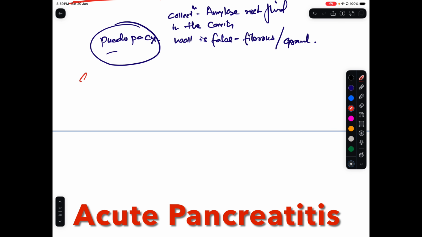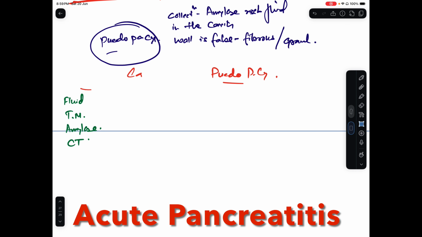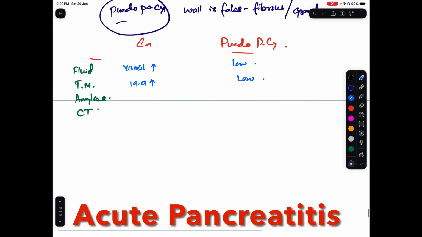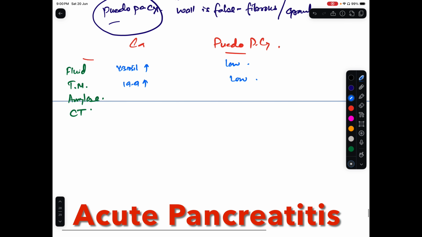So what is the difference between cancer and pseudopancreatic cyst? If you see, there are different things: fluid, tumor markers, amylase level, and CT. How is the fluid? Fluid viscosity is increased in cancer, and low in pseudocyst. Tumor marker CA 19-9 is increased in cancer, low in pseudocyst. Amylase is low in cancer, and high in pseudopancreatic cyst.